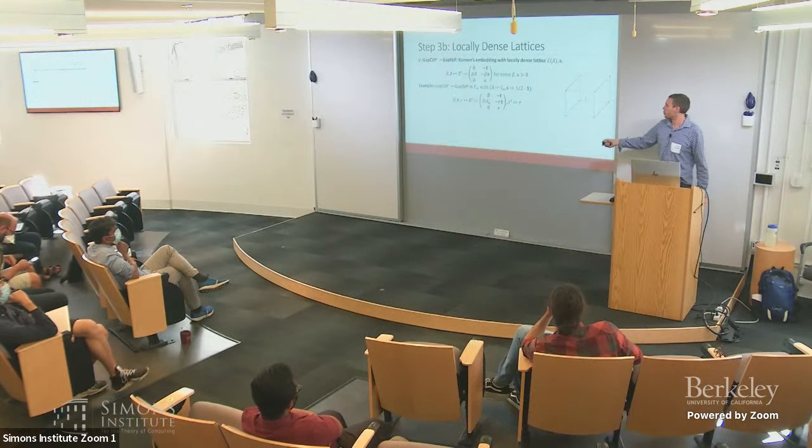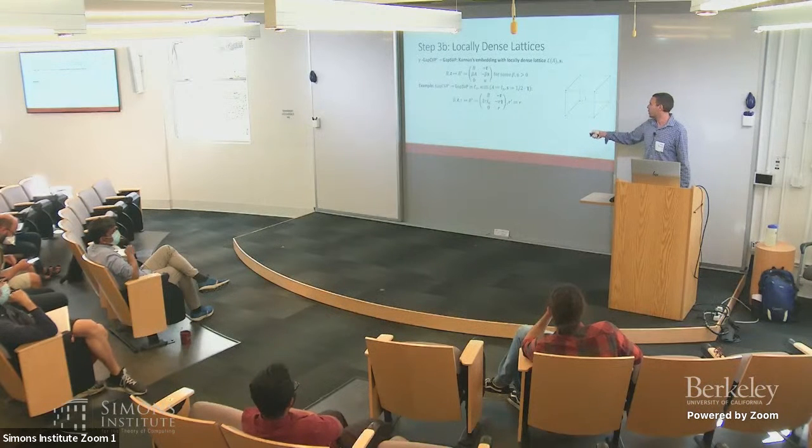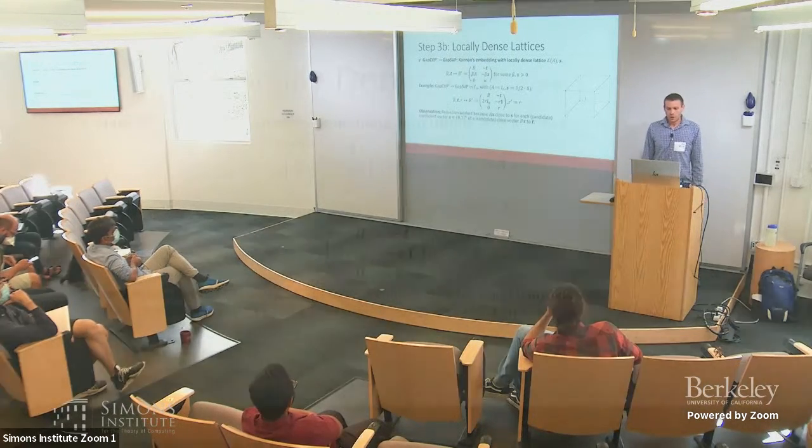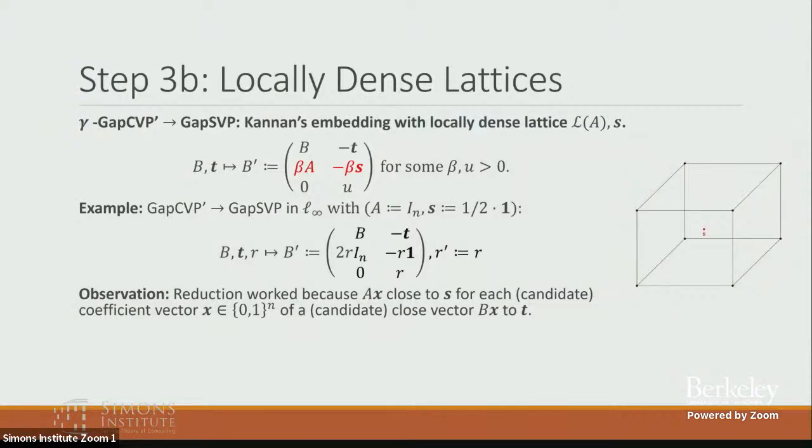Yeah, but if we reduce from, I don't know, you probably get like, I don't know, exactly 2. But you should observe that there's something special going on here. This reduction worked because there's a correspondence between close vectors in our locally dense lattice here and potential close vectors in the original lattice, in terms of the correspondence with their coefficient vectors x. Okay.